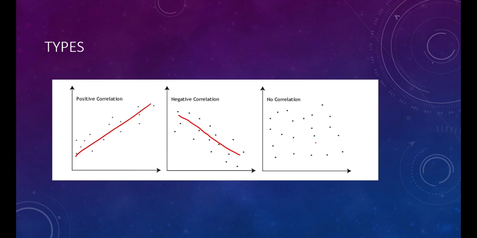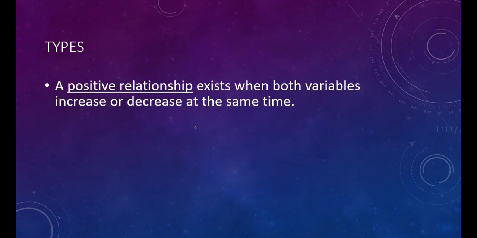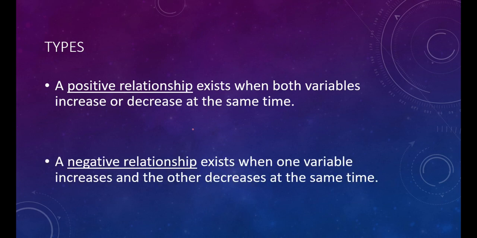This has no relation. In our class, we will only discuss the 2 types of relation that are linear. We will only discuss positive relationships or negative relationships. We will not do any other types of relationships in our class. A positive relationship exists when both variables increase or decrease at the same time. A negative relationship exists when one variable increases and the other decreases at the same time.